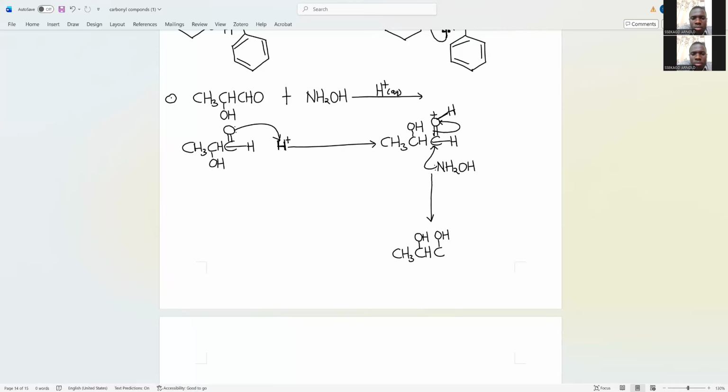Then I'm bonding. This also carries hydrogen. I am bonding it with N that has donated. Therefore, this N has a plus. It carries hydrogen, another hydrogen, OH, like that.